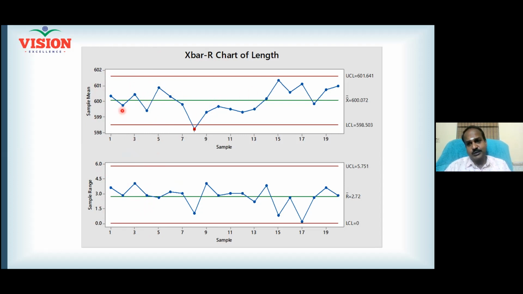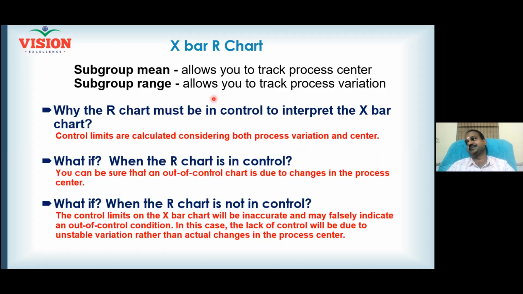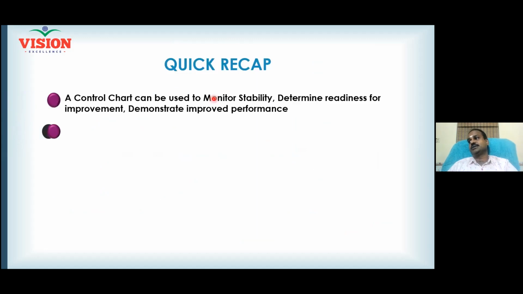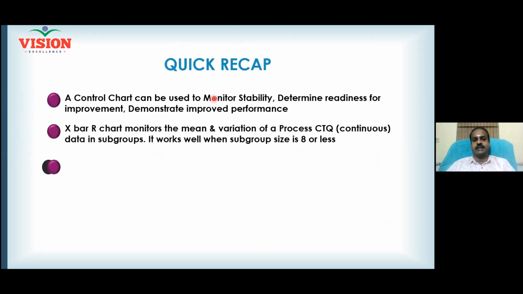Here is batch to batch variation. First batch production compared against second batch production, compared against third batch production. What your company deserves is production of the same quality. Am I correct? That same quality products are coming out of my factory is getting monitored in the X bar chart. So a control chart can be used to monitor stability, determine readiness for improvement, and demonstrate improved performance.